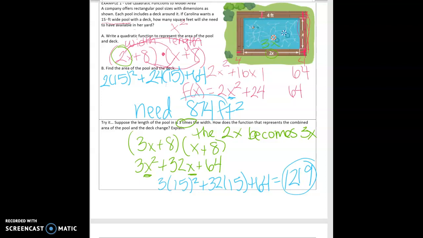So looking at this one and what we got above, how does the function change? What changes is this 24 becomes a 32, and the 2 became a 3. So that's how it changes, and you can write that in your own words. So let's go ahead and keep on going.